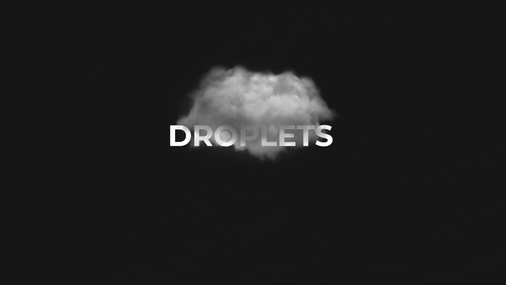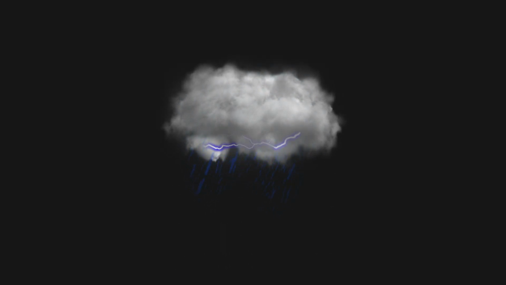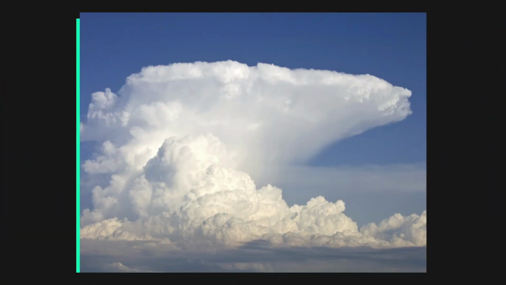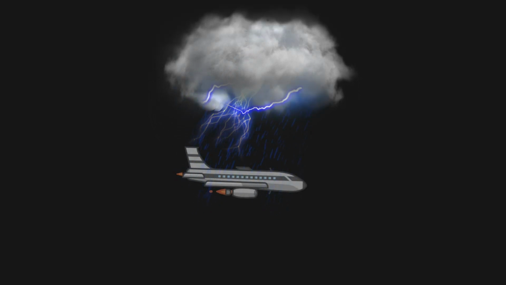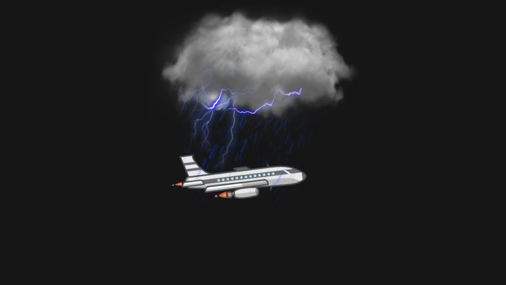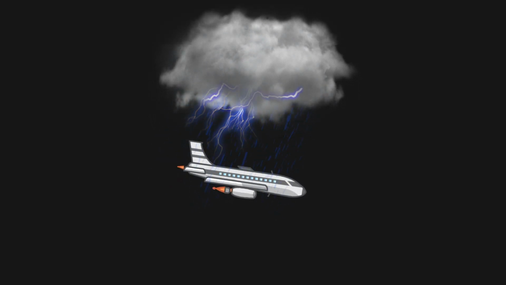Stage 2, mature. As the water droplets build up, they become too heavy to stay inside the cloud and result in precipitation. The most defining feature of the mature stage of a thunderstorm is the large anvil head at the top of the cloud. The dangers of this stage include lightning, reduced visibility, hail, and extreme up and down drafts. This is why it's advised to stay at least 20 nautical miles away from a thunderstorm.